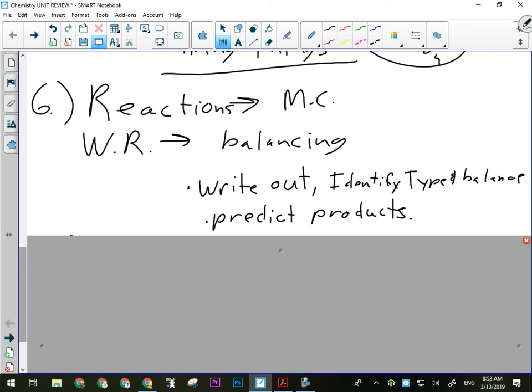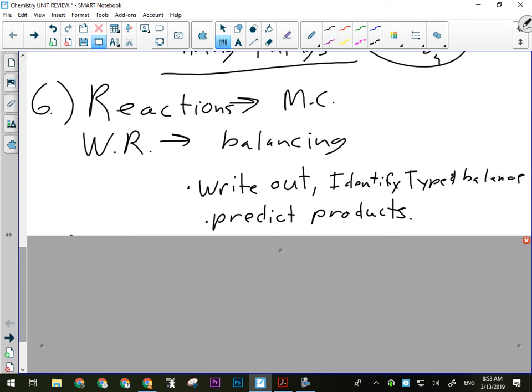Okay. Could there be some stuff related to your reactions lab? Yes, there could be some multiple choice questions about that, because in the reactions lab, we looked at what the signs of a chemical reaction are. Why does a precipitate form sometimes? Why does a gas get evolved sometimes? What does this tell us about what's going on?